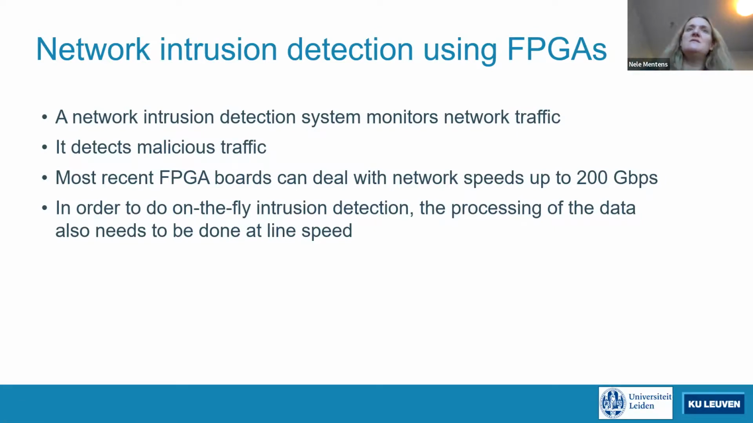So that's actually perfect to deal with this high throughput traffic. And also these FPGAs are very large, so they can do network measurement very fast, in parallel. If we want to do on-the-fly intrusion detection, then processing of data also needs to be done at line speed and at the speed that the data are being communicated. And therefore, we really need FPGA boards.